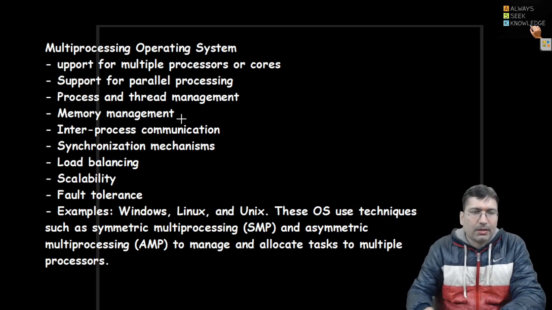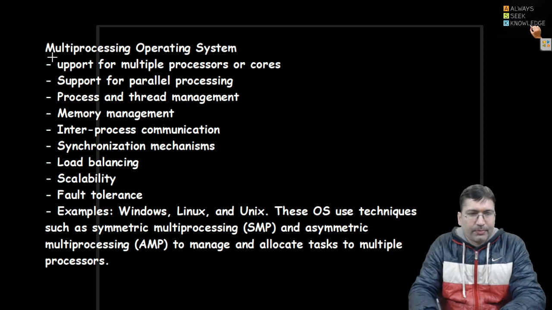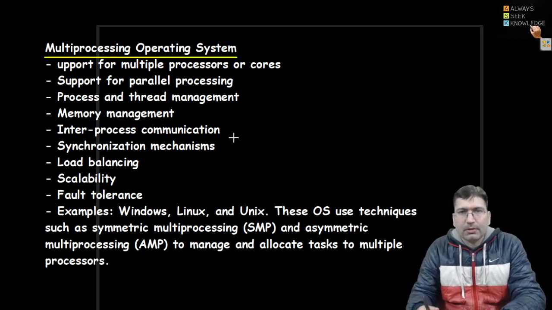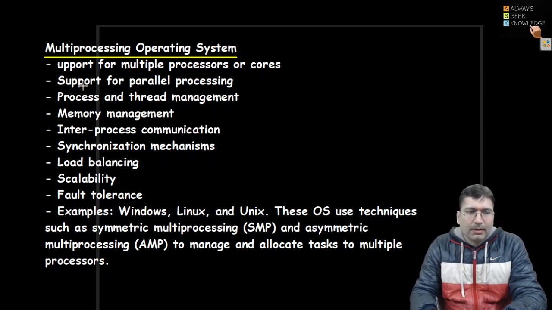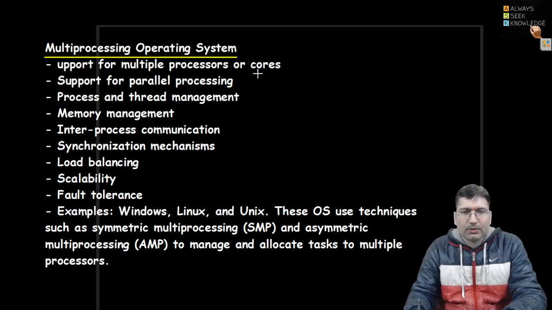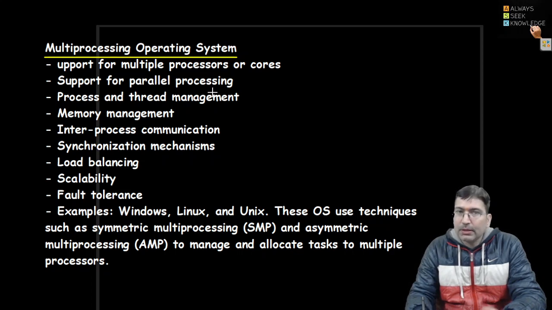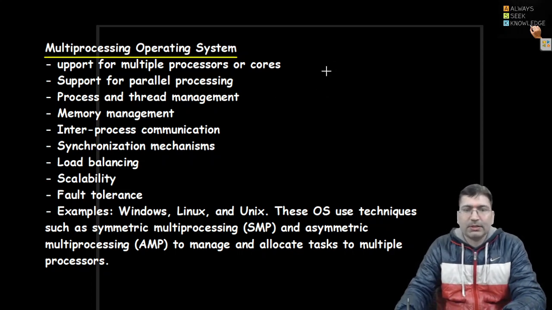So let's talk about the next, the multiprocessing operating system. Multiprocessing operating system, actually, is about having multiple processors. So if there are multiple processors or multiple cores available in a system, then a different kind of operating system is required which can effectively utilize the multiple cores. So this is one of the categories of that. And the prime feature of this kind of system, as I told you, is that it supports multiple processors or core handling and parallel processing. In this, real parallel execution of processes can happen.